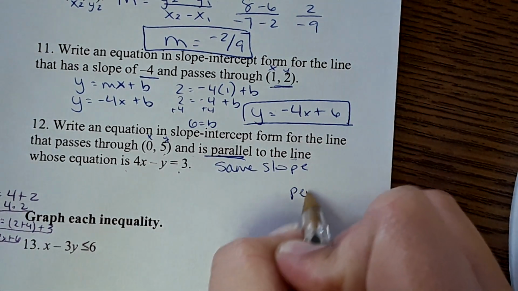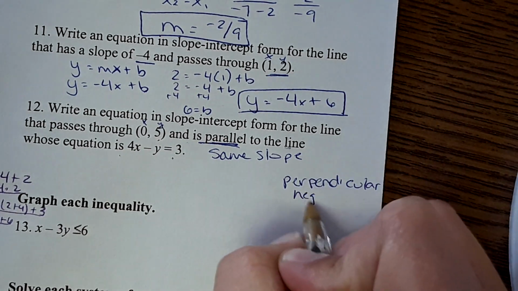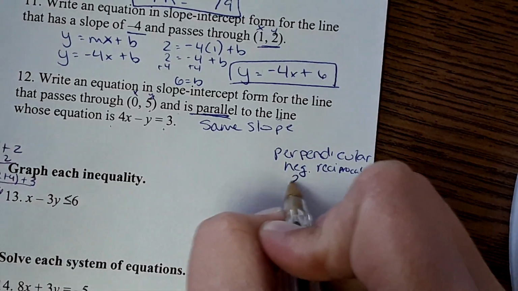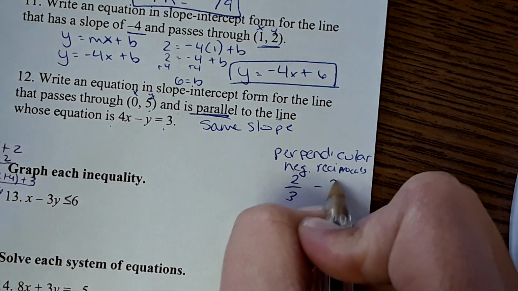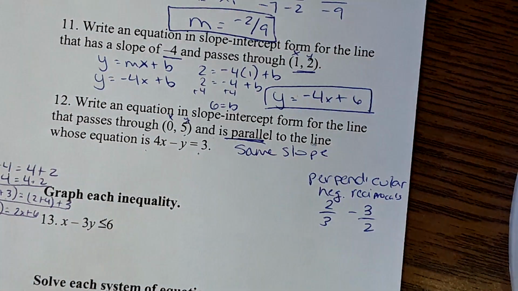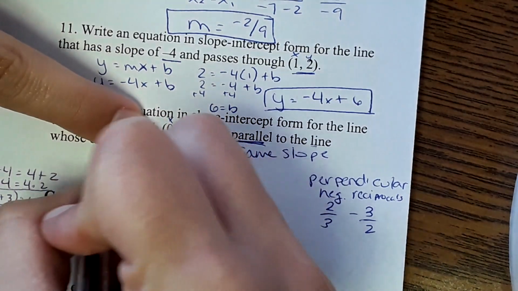Just a note, perpendicular slopes would be negative reciprocals. What does that look like? It means 2/3 would then be negative 3/2 as a slope, like a negative flip. But for parallel, we just need to find what the slope is.